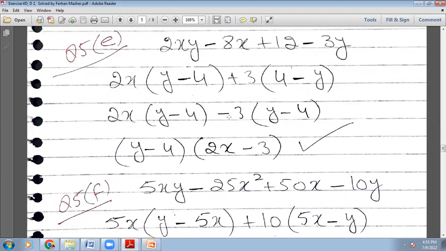So take a negative common, put a negative here, so their order will change. They become y minus 4. Now these two terms are exactly the same, so take them common: y minus 4, and the other bracket will be 2x minus 3. So this is how you will do question number 5E part. A little trick here: when I took a negative common, their order can be changed, and these two brackets are exactly the same. And then you can take that bracket common.